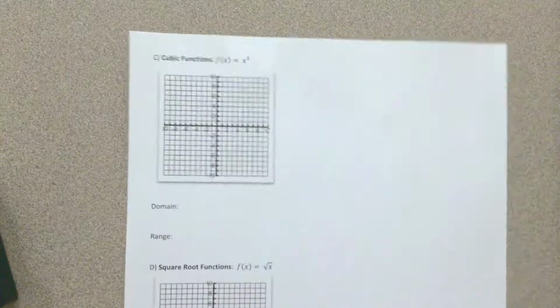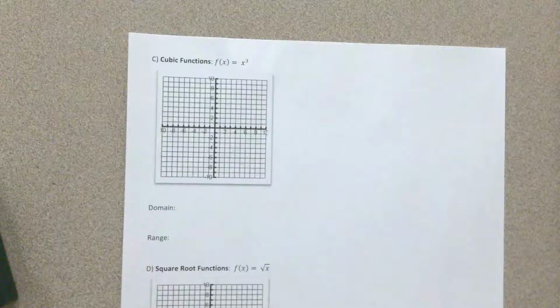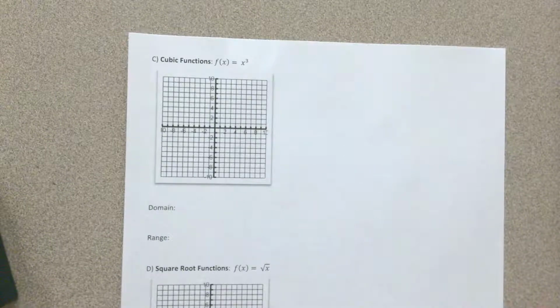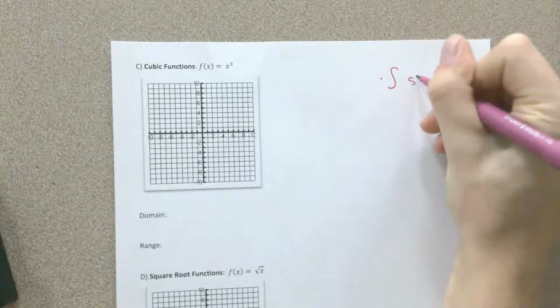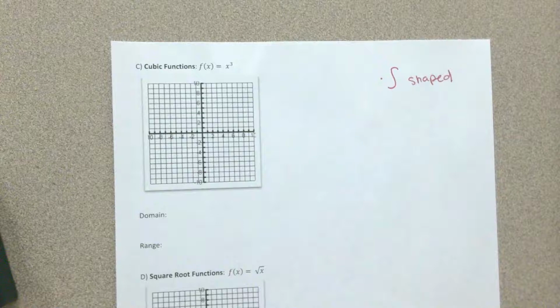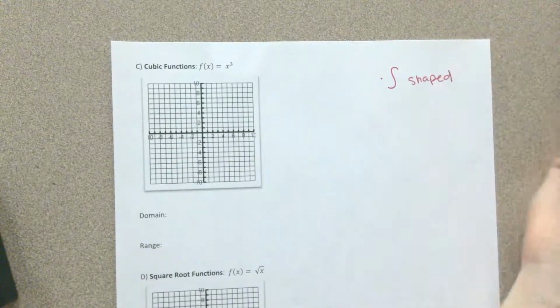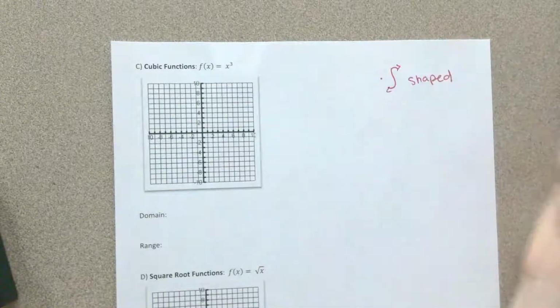Alright, and then we have a cubic function. So things to know about a cubic function is it is shaped like an S. S-shaped. Maybe like a snake or like a string, I don't know. It just goes like that, okay?